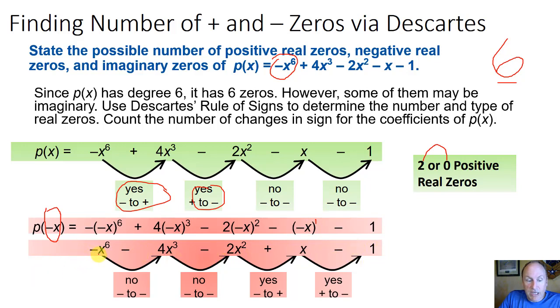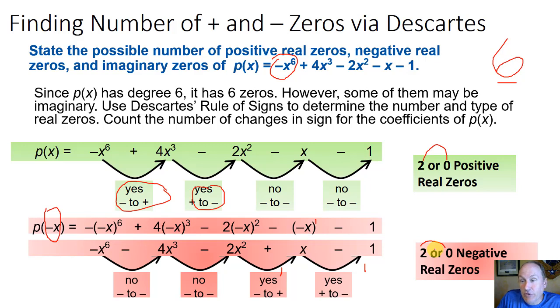If we're looking at sign changes from the 1st to 2nd term, there's no sign change, negative to negative. Then we have negative to negative again, no sign change. However, when we go from this term to this term, we go from negative to positive. So there's 1 negative real root. And then it changes again from positive to negative, so we have another one. In total, either 2 or possibly 0 negative real zeros.